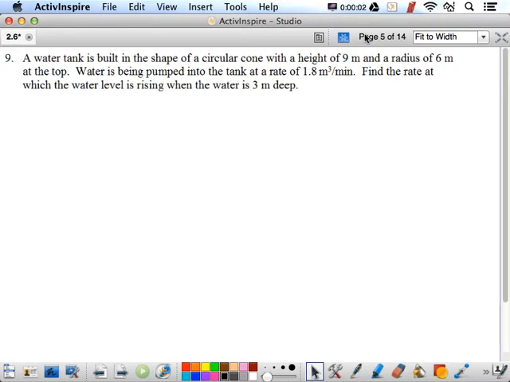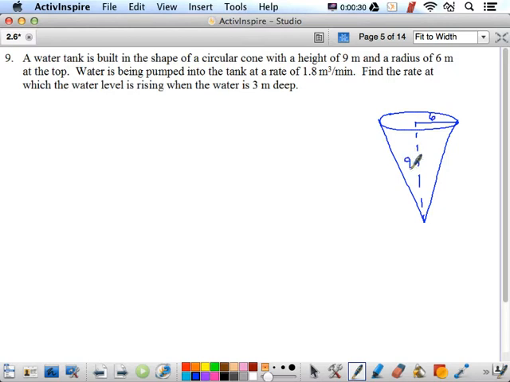We have a water tank built in the shape of a circular cone with a height of 9 meters and a radius of 6 meters at the top. So let's see if we can get an idea for what that looks like. We have a cone, and at the top, if it were completely full, it would have a radius of 6 and a total height of 9. Right, you guys? Right.